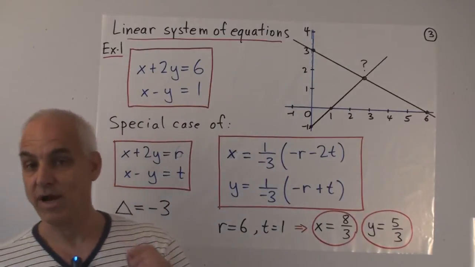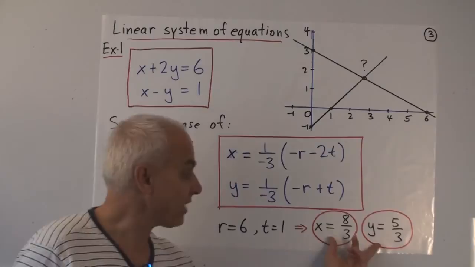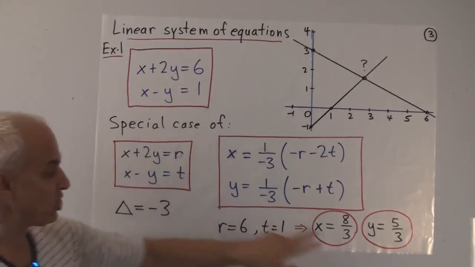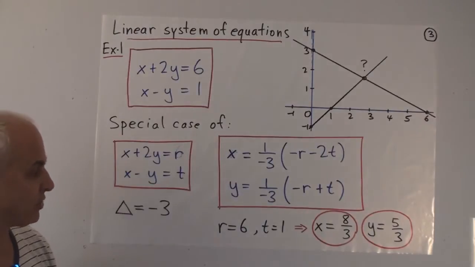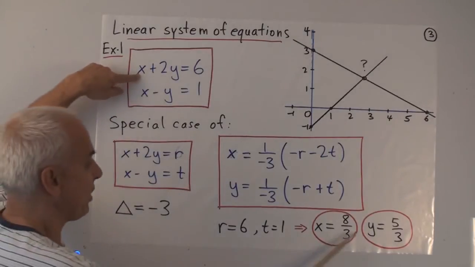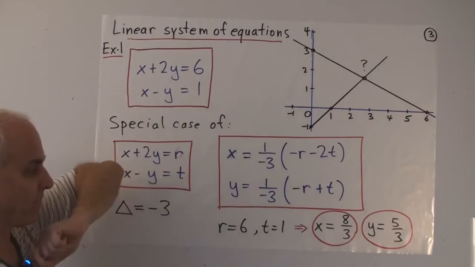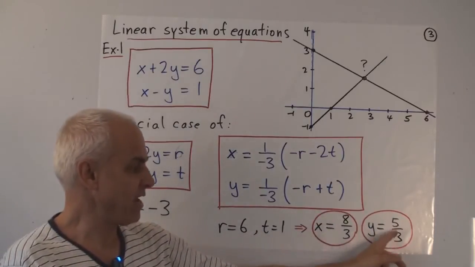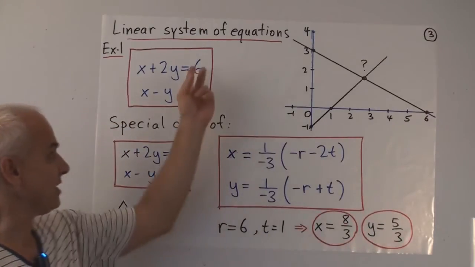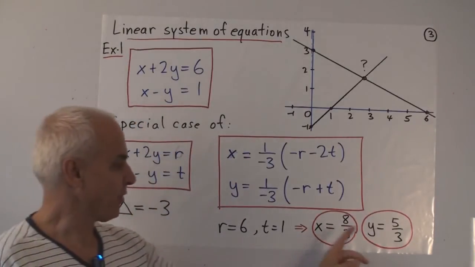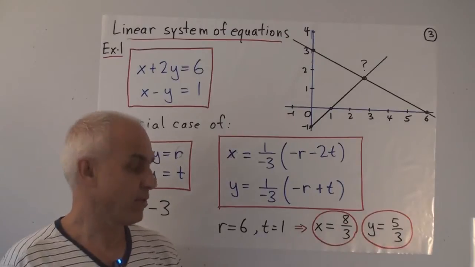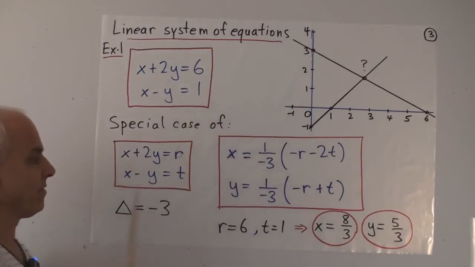And to check that that's the right answer, we should go back to the original equations and check that these values actually satisfy both equations. Let's do that. If we take x plus 2y, what do we get? We get 8 plus 10/3, that's 18/3, that is indeed 6. And if we take x minus y, 8/3 minus 5/3, that's 3/3, that is indeed 1.